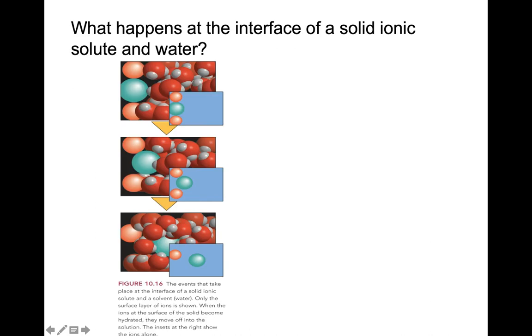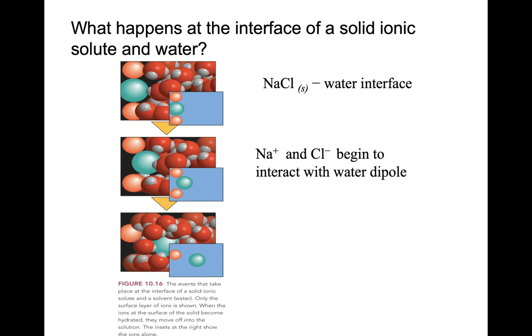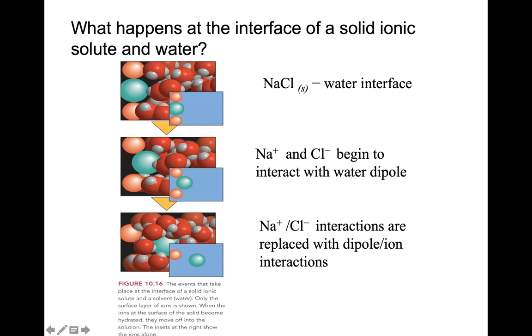So let's start with thinking about what happens at the interface of a solid ionic compound and water. So in this picture, here's our surface of sodium chloride, the solid, interacting with the water molecules. Right? So the first thing that happens is that the ions start to interact with the dipole on the water molecule, right? We start to get solute-solvent interactions. And then the sodium and the chloride interactions have to be replaced by the dipole-ion interactions.